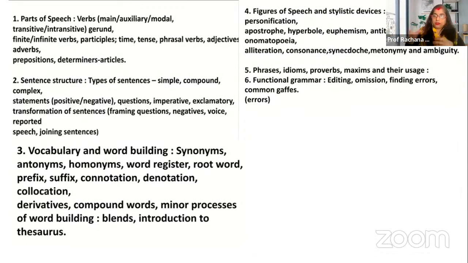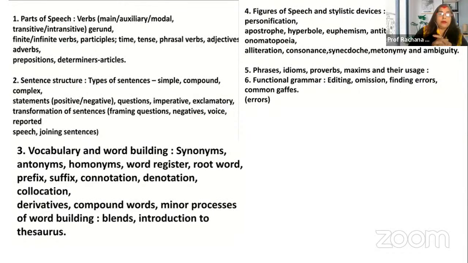Articles are actually a part of the determiners. So you should know determiners and then know the articles also. And in sentence structure, the second topic, types of sentences. You should know simple, compound, complex, as well as positive, negative sentences, question, imperative, exclamatory. These are the different types based on the structure and joining.